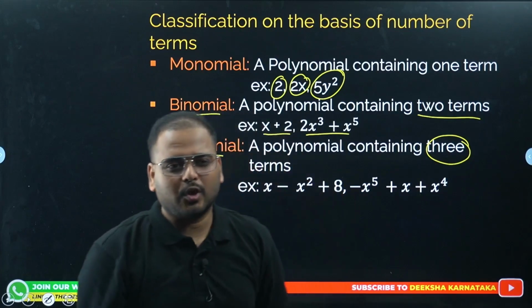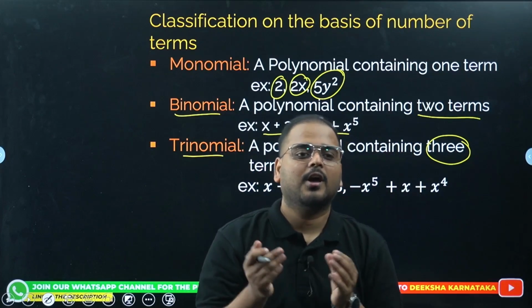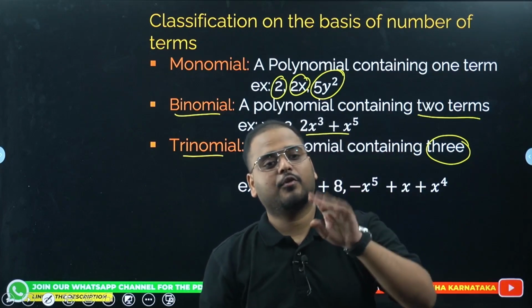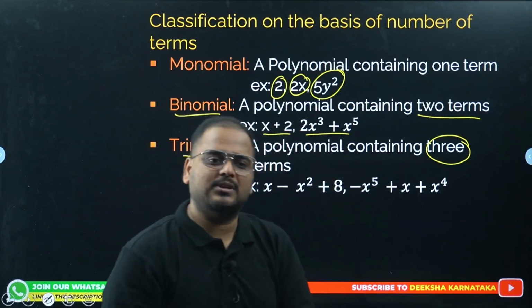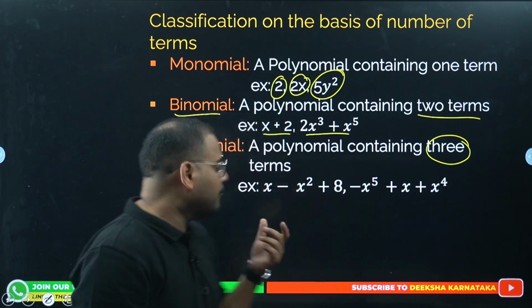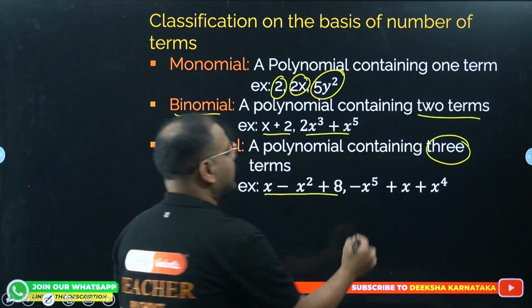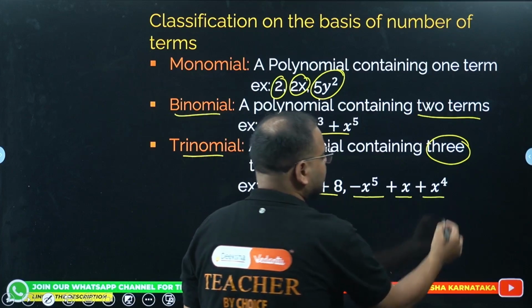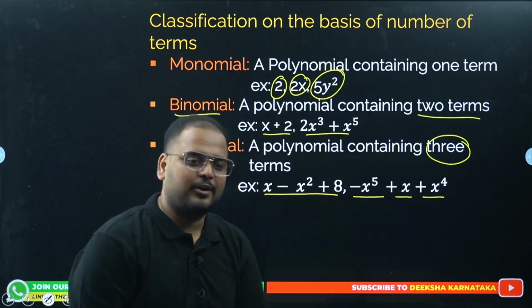We generalize it as polynomials, but these 3 are enough for your upcoming examination. Anything after 3 we call polynomial in general. Let's see what is for 4. 3 terms we have 3, no? X minus x square plus 8 minus x power 5 x power 4. These are 3 terms in the same statement, that is a trinomial.